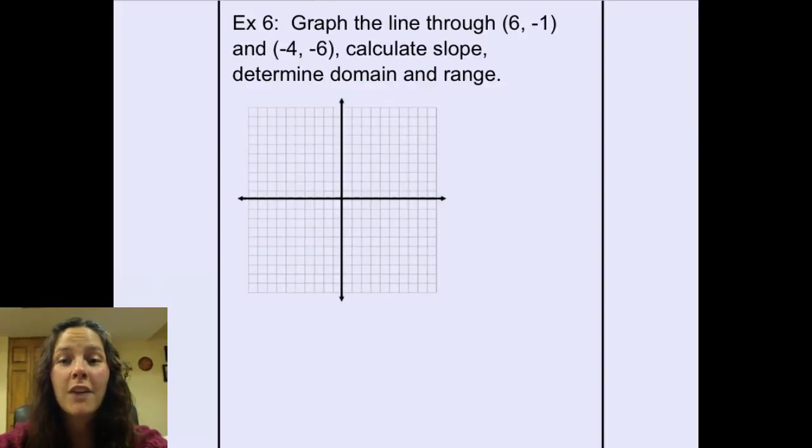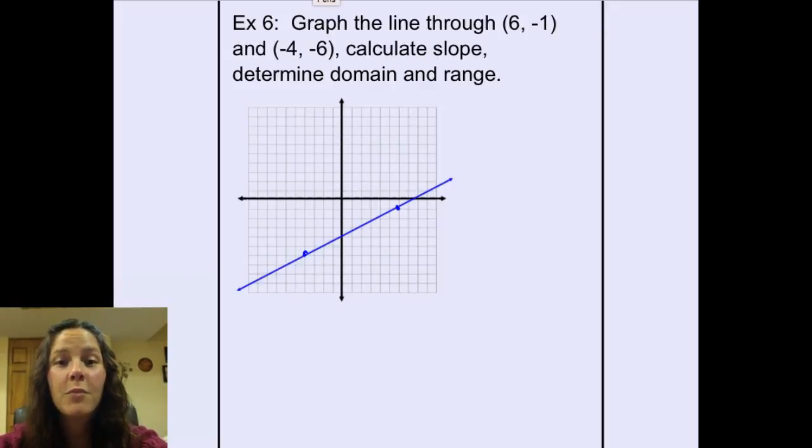Same process, graph those 2 points. So 6, -1, I'm going to go right 6, and down 1. My other coordinate is -4, -6, so I'm going to go left 4 and down 6. Graph the line between those 2 points.